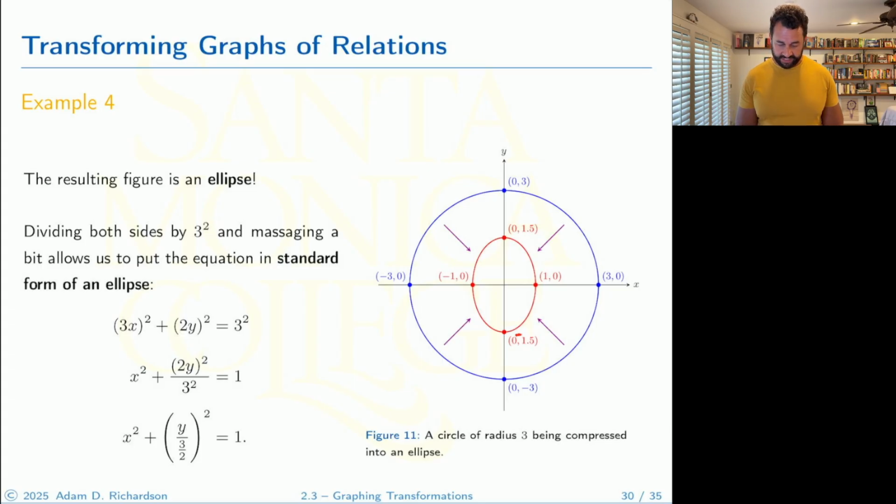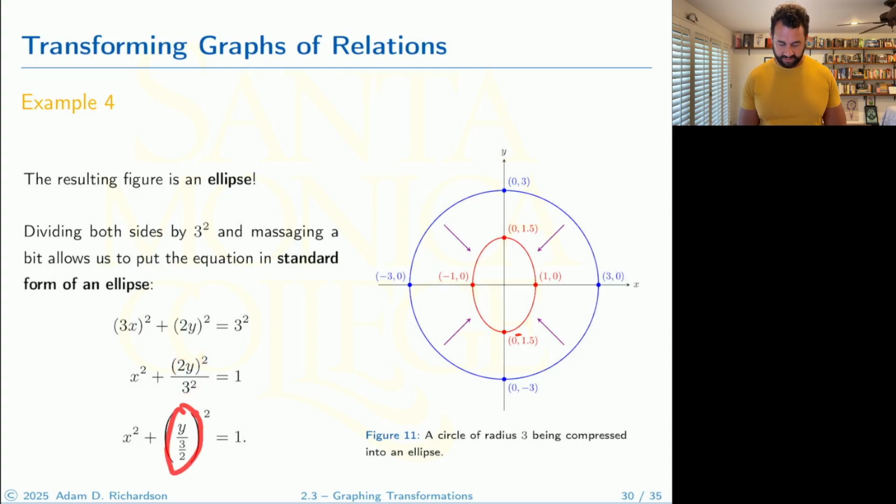So this is how we performed that transformation, changing the x, changing the y. But it's not quite in what we call the standard form of an ellipse. So we can get it into standard form by manipulating things a little bit, and I'm going to talk about that right now. First thing we're going to do is divide both sides by 3 squared. 3 squared divided by 3 squared is 1. This 3 squared divided by 3 squared is going to give you 1 also. And here we're left with this.